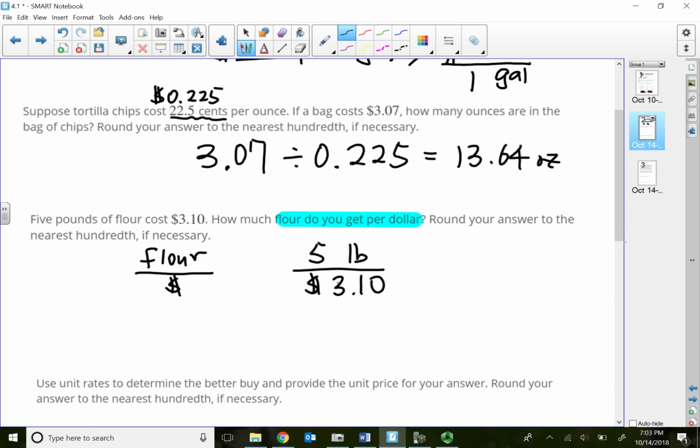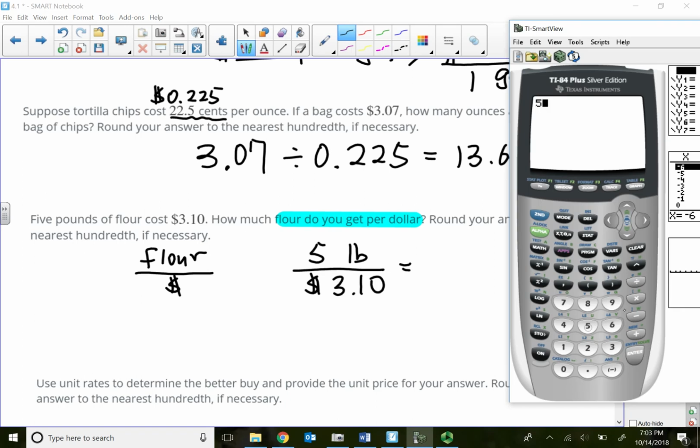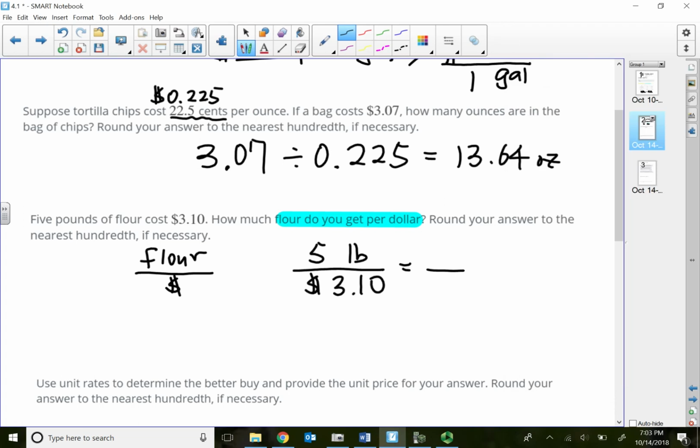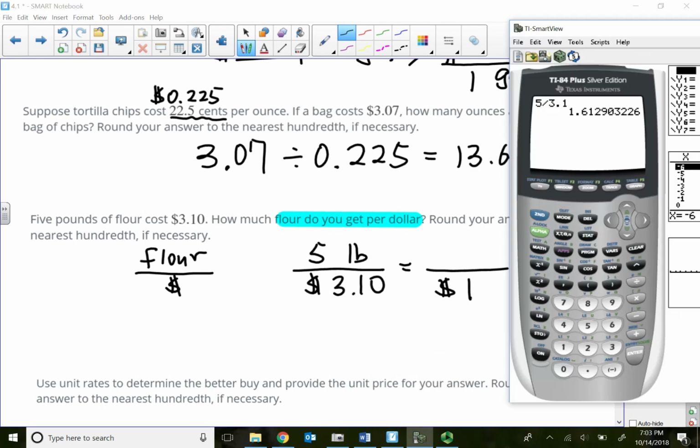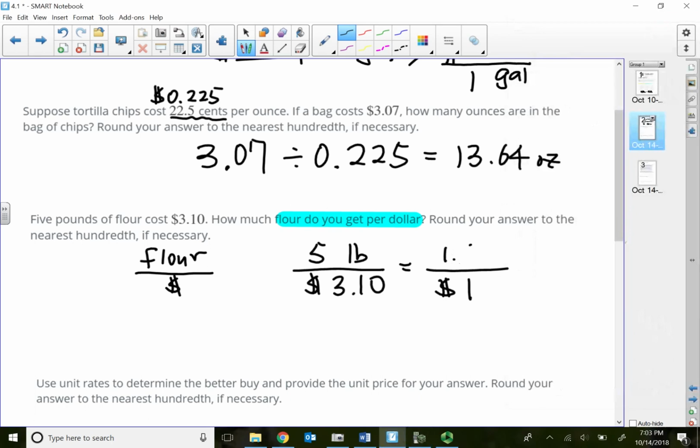$3.10. Once I divide in the calculator, this is where unit rate is interesting. If I take 5 divided by 3.1, my answer in the calculator is automatically over 1. So once this decimal answer is over 1, that means it is per $1, because my unit is dollar. Rounded to the nearest hundredth, that will be 1.61 pounds for every dollar. That's all we do for unit rates.